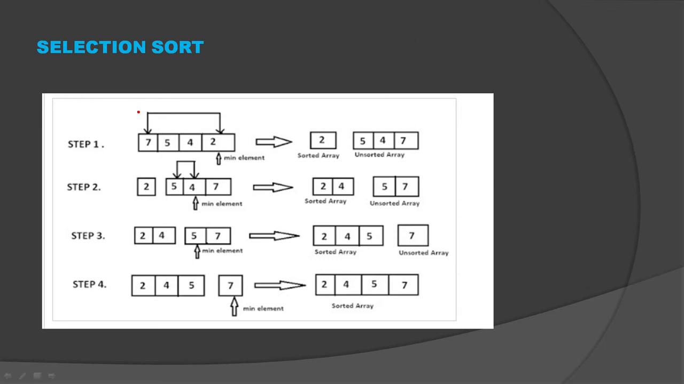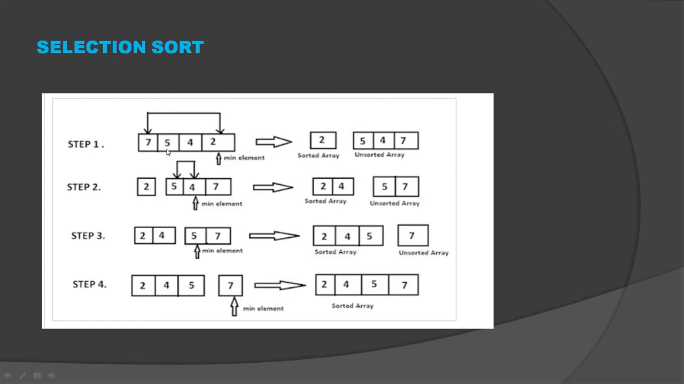Let's say I have one array of size 4, and this is the input array: 7, 5, 4, 2. And I would like to sort it using selection sort. In selection sort, we always start with the 0th index. We assume that the 0th index is the smallest element, and then we have to compare the first element of the array with all the elements on the right side of the array.